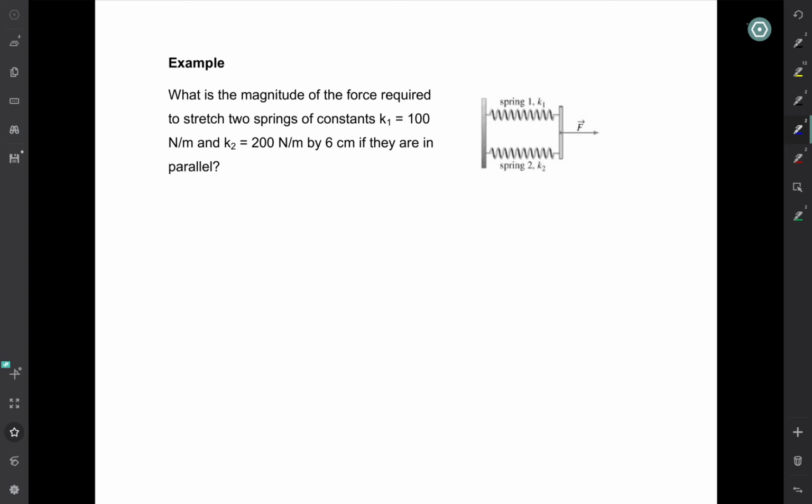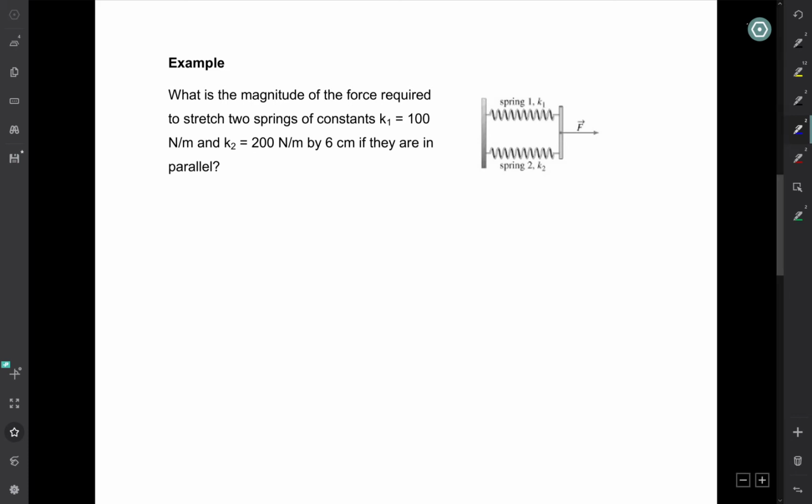Hi everyone, today we're going to solve a question on springs. In this question, they're asking for a force required to stretch a system of two springs that are in parallel. So this configuration of the two springs is called a parallel system.